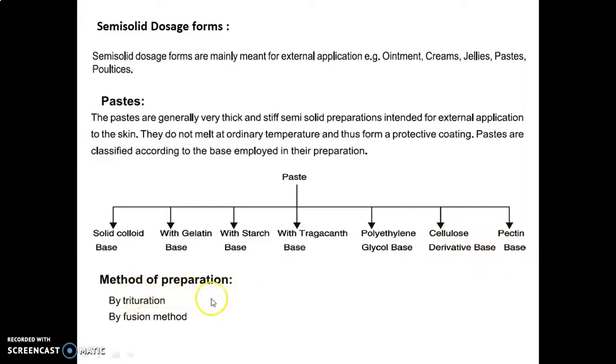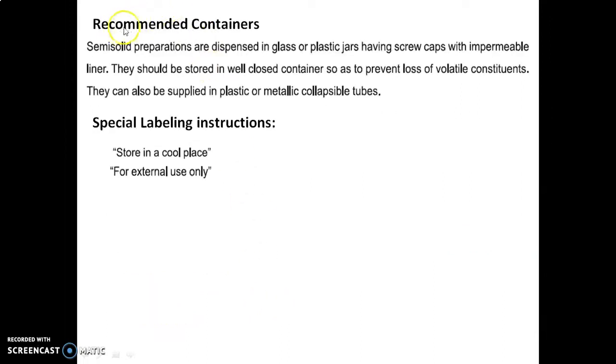Methods of preparation of paste are the trituration method and the fusion method. Recommended containers: semi-solid preparations are dispensed in glass or plastic jars having screw caps with an impermeable liner. They should be stored in a well-closed container so as to prevent the loss of volatile constituents. They can also be supplied in plastic or metallic collapsible tubes. The special labeling instructions are: store in a cool place and for external use only. In the next session, we will see the actual experiment.